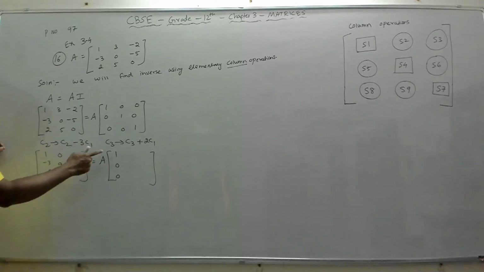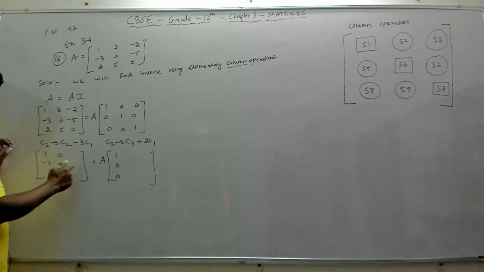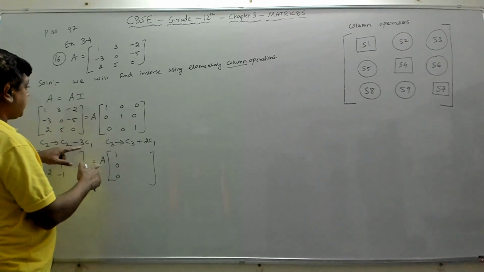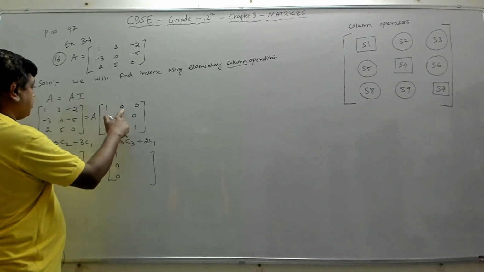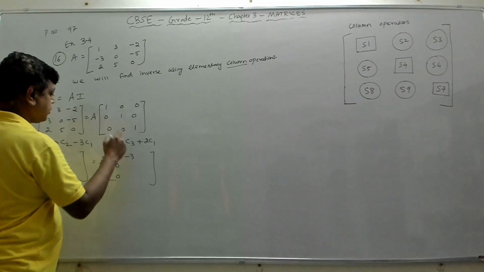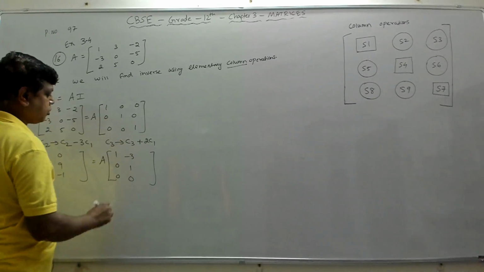Then again here, we can apply the same here also. We'll do the column 2 here also. So column 2 is C2 minus 3 times C1. C2 is 0 minus 3 times 1 will give me minus 3. 1 minus 0 times will give me 1. 0 minus 0 is 0.